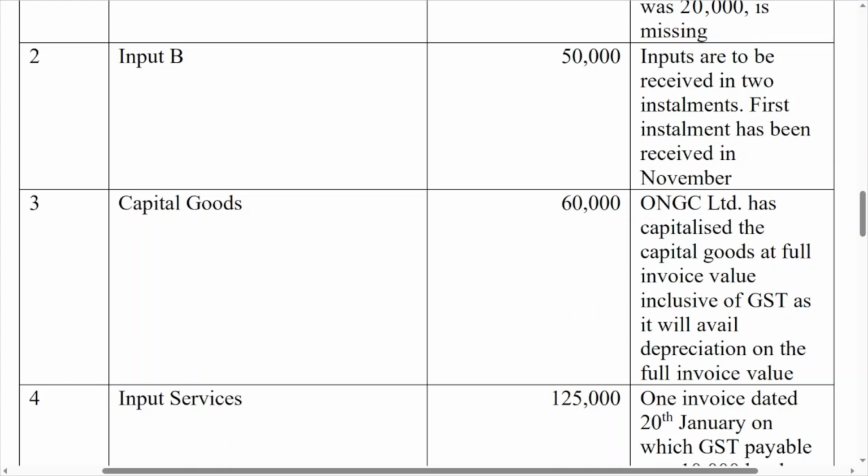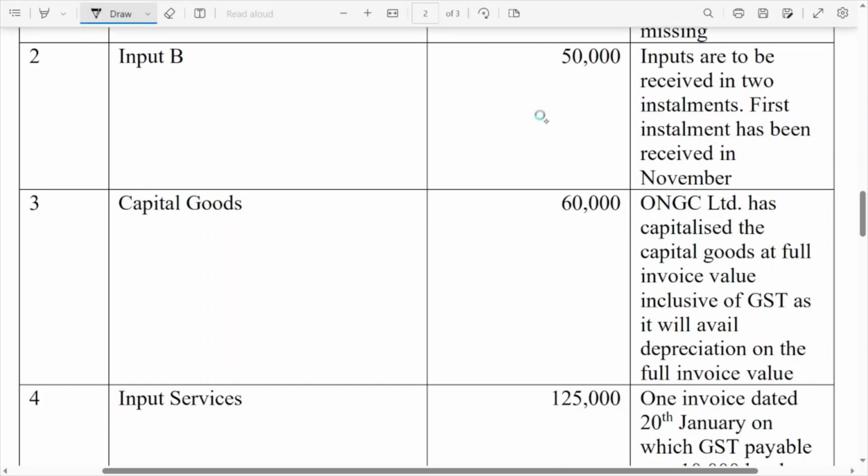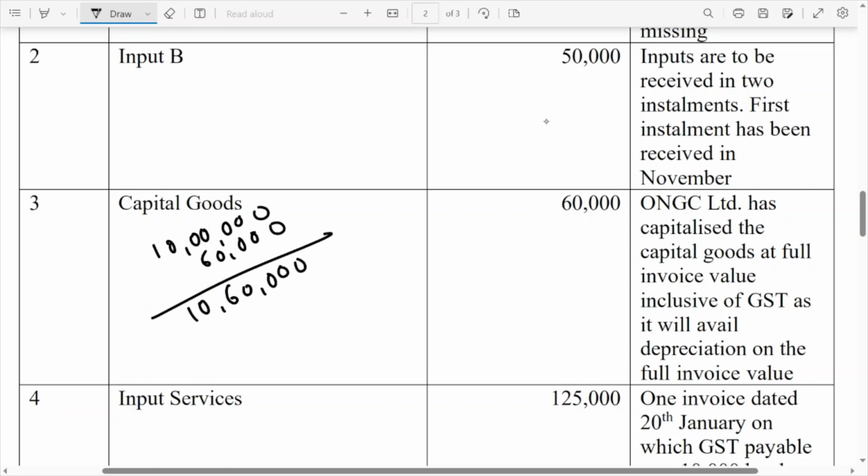Okay, if you are purchasing any capital goods and paying GST on it, let us say the price of the capital good is 10 lakh and the GST you are paying on it is 60,000. Now the total cost is 10 lakh 60,000. If you are claiming depreciation on this full amount under section 32, then you will not get the benefit of ITC.